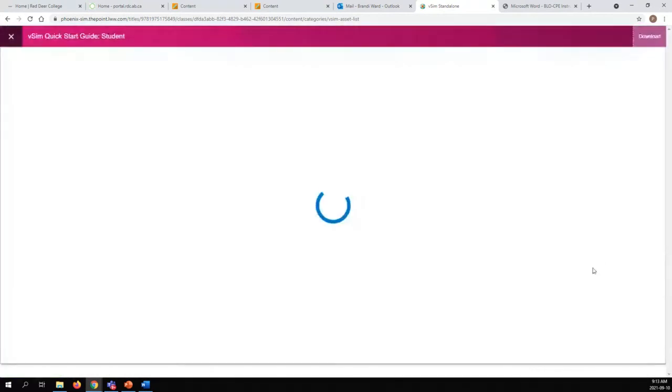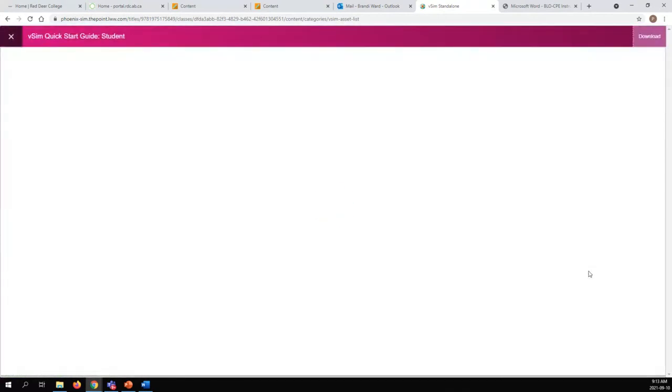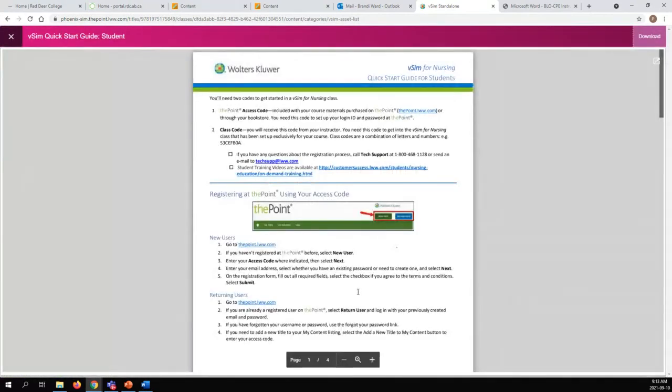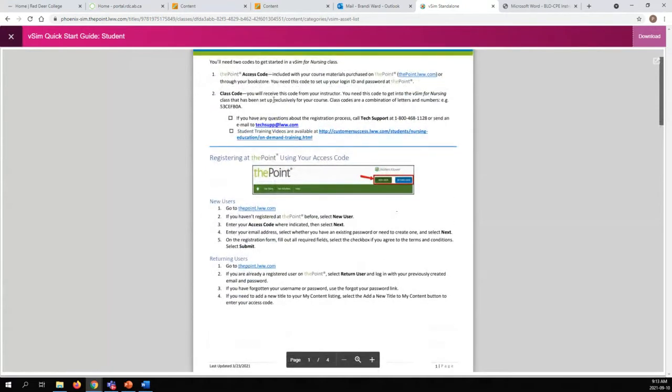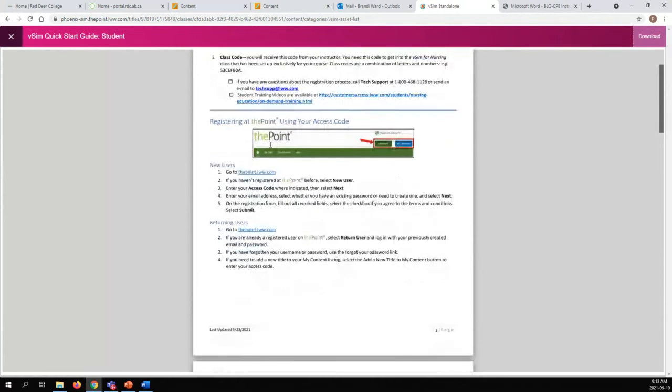And then this is the quick start guide. Again, remember, these two things are already posted on Blackboard. I love this little thing because it gives you a snapshot of how to get yourself going and actually into the program. It outlines that you're going to get an access code, use the code, and then walk through the registration process. Again, on here are the student training videos. And then down here is the actual registration component.